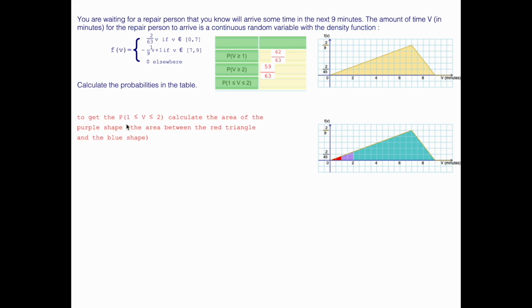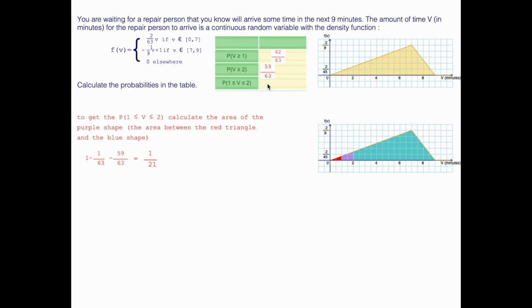To get the probability that v is between 1 and 2, calculate the area of the purple shape. That's the area between the red triangle and the blue shape, which is 1 minus 1 out of 63 minus 59 out of 63. That gives us 1 out of 63 added to 59 out of 63 is 60 out of 63. 1 is 63 over 63. Take away 60 gives us 3 on 63, which can be reduced. That gives us 1 out of 21.